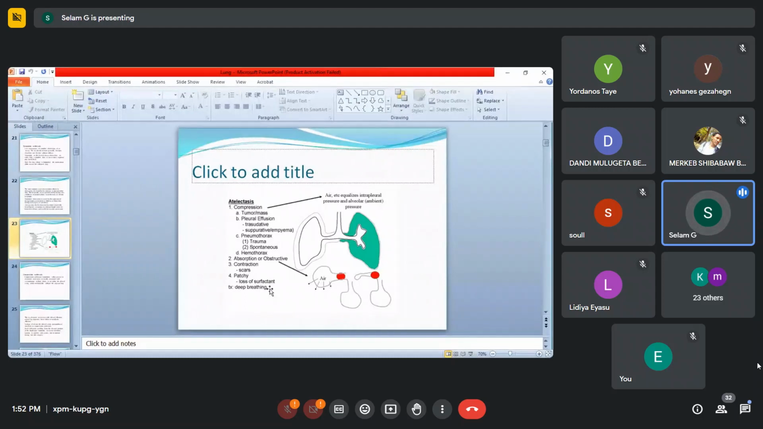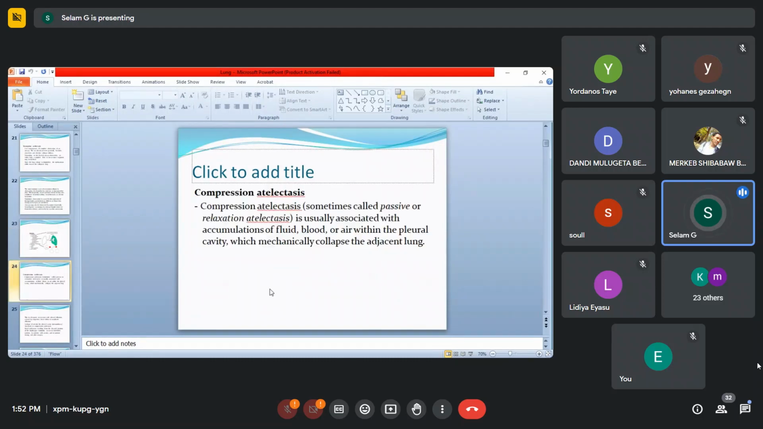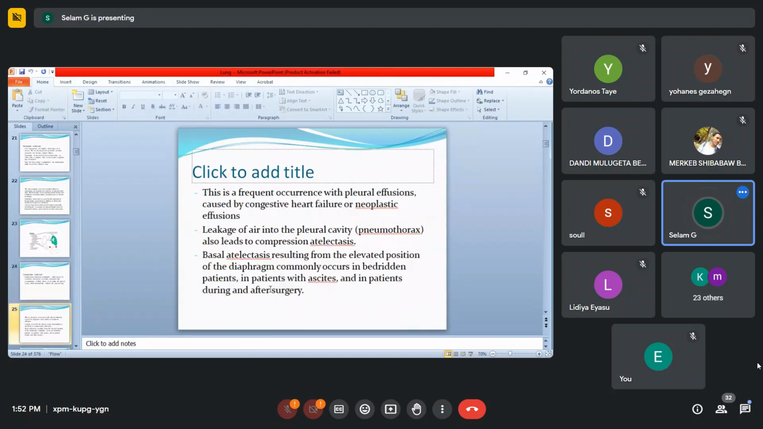So for compression atelectasis, tumors, pleural effusions, pneumothorax, and the like could cause that. Compression atelectasis is sometimes called passive or relaxation atelectasis. It is usually associated with accumulation of fluid, blood, or air within the pleural cavity, which mechanically collapses the adjacent lung. So in the pleural cavity, if you find excessive fluid or blood or anything, the lung cannot expand, so there will be atelectatic changes.